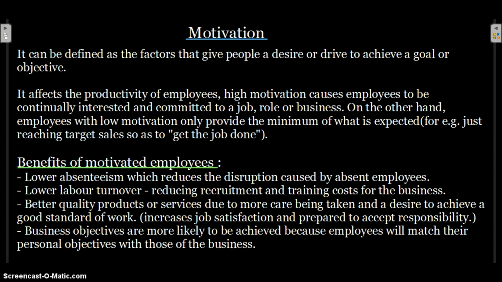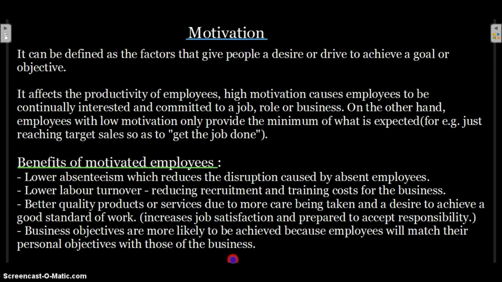So yeah, it increases job satisfaction, employees are satisfied with their job, and they're prepared to accept responsibility, they want some responsibility to be given. If they are being given responsibility for quality, they try to do the best of their abilities and try to get the best quality they can, so customers are happy as well.